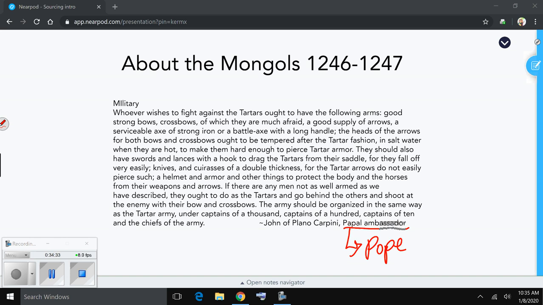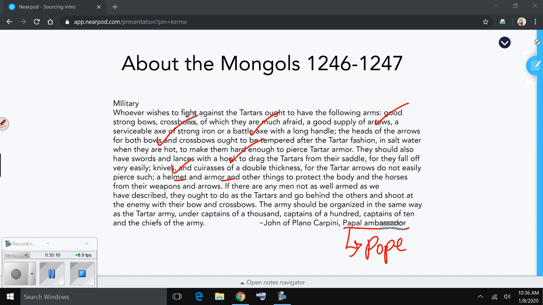Tell me how a papal ambassador would know anything about a good supply of arrows or battle axes, or bows and crosswinds, a hook to drag them off, or the knives and a shield or something that has double thickness, helmet and armor and arrows. How would someone who serves the Pope have any knowledge of this kind of military stuff?